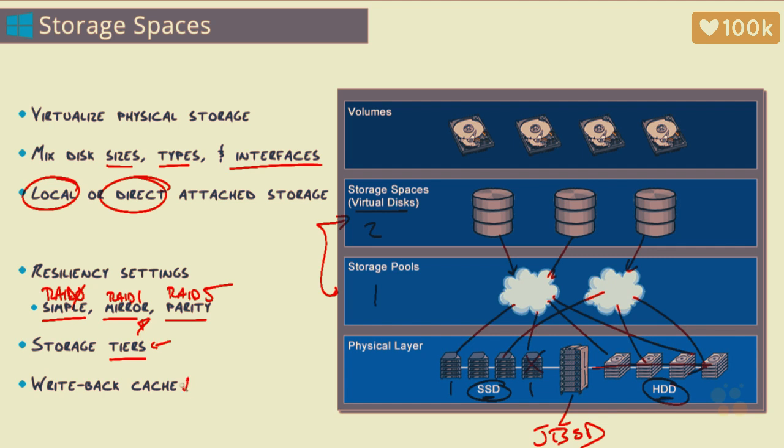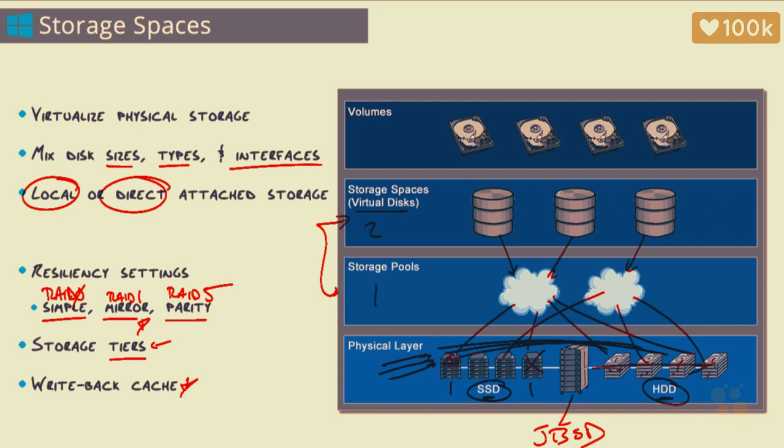Another great feature that's built in is support for a write-back cache. Now, small random writes can really wreak havoc on our physical layer, right? Especially on our slower disks. So a write-back cache will actually reserve a small amount of space on our fast tier, on our SSDs, to act as a buffer. So all those small random writes that come in will get written onto our fast tier and then later sent over to our slower tier. And that's storage spaces in a nutshell.